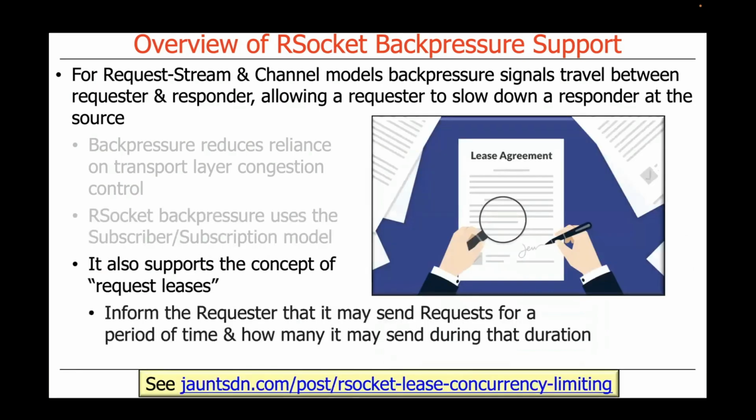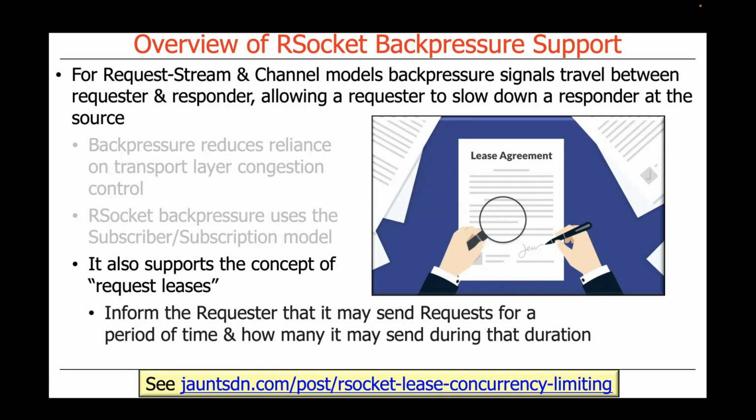It also supports the concept of request leases. And these are used to inform the requester how many requests it can send during a period of time and how much it can send during that period of time. So it's kind of like a lease where you can say, I want to get 100 events sent over the next 10 minutes. And then your lease is up and you have to try to reestablish your lease. And that's a way to basically do admission control so that the requesters are told they can ask the responder, and then the responder can decide if they have the capacity to respond to the requests.